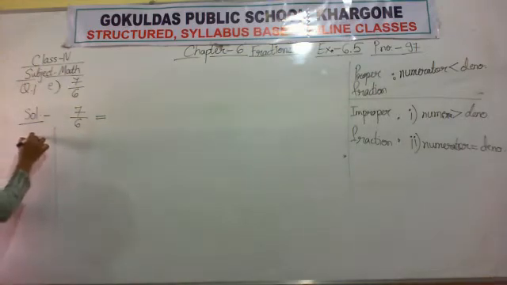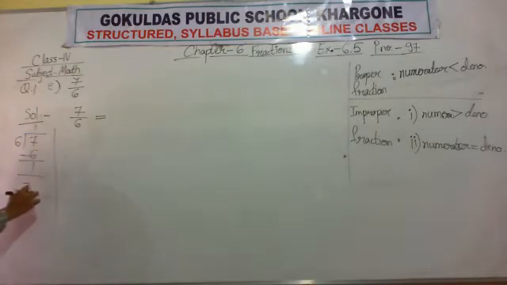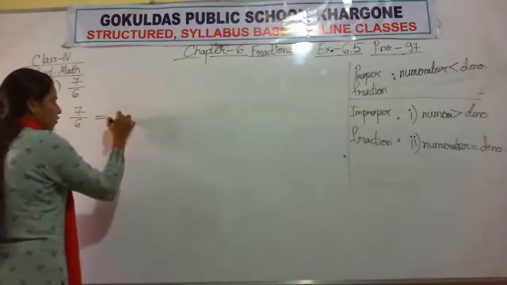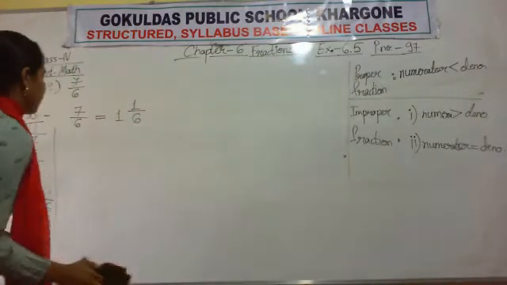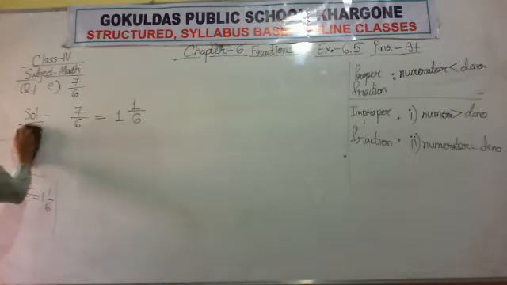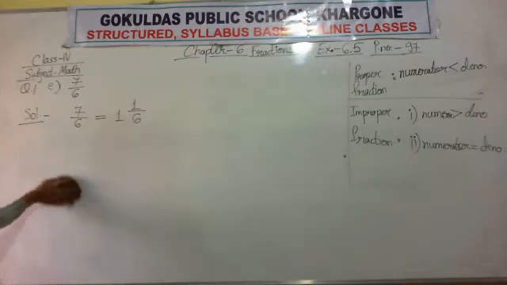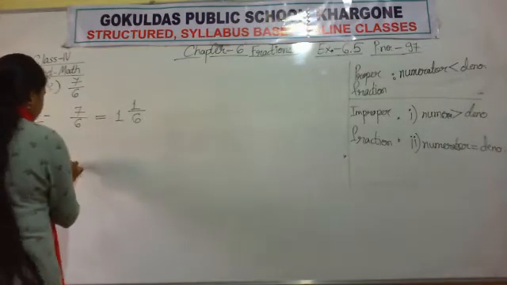So in rough work we can divide 7 by 6. 6 ones are 6. 1 is remainder. So 7 upon 6 will be equal to 1 and 1 upon 6. Okay, we have done one task. We have converted into mixed fraction. Now draw the number line.